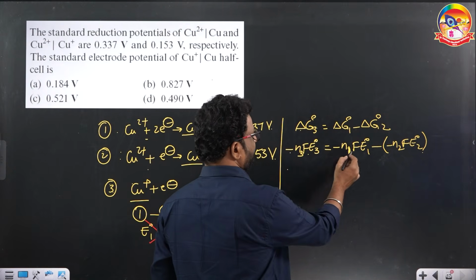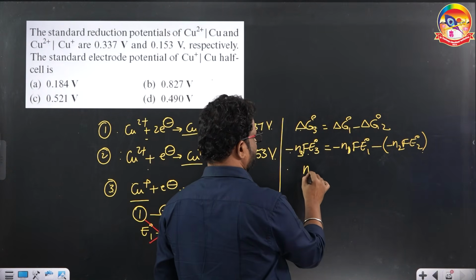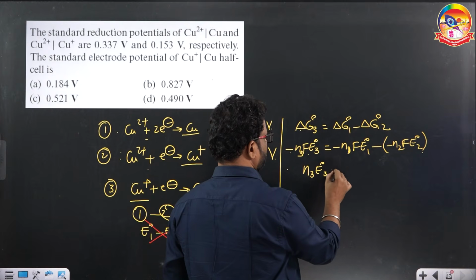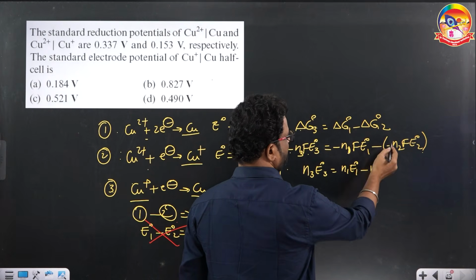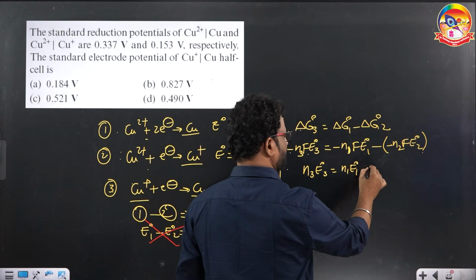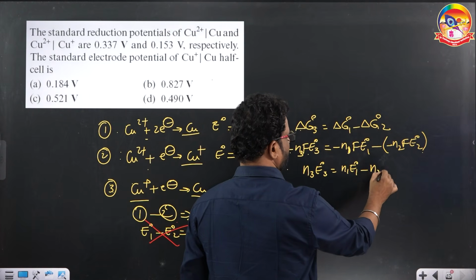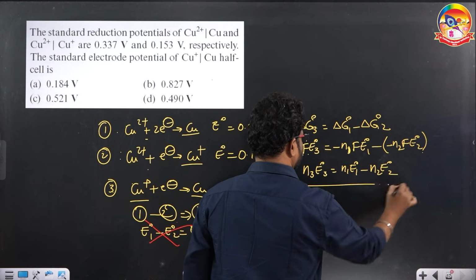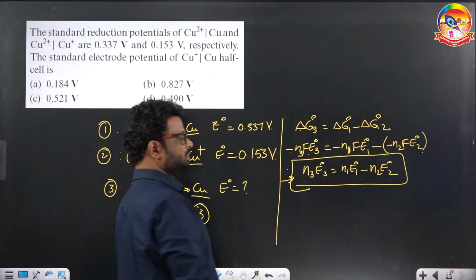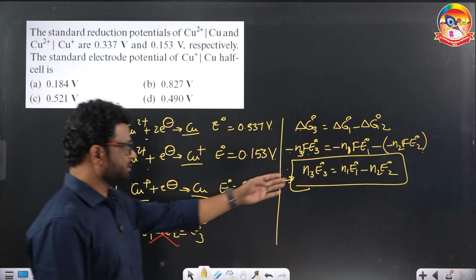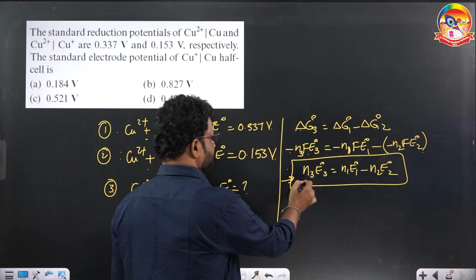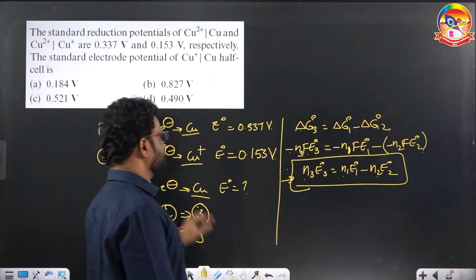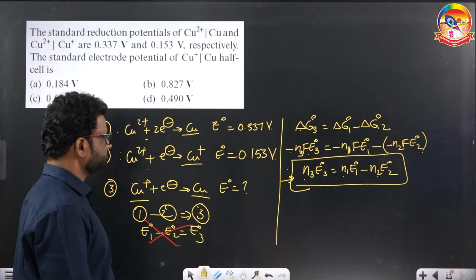Here I can cancel minus F. If it is cancelled, I will get n3 E03 is equal to n1 E01, and here minus nF is cancelled, so I will get again n2 E02. Okay, so this is the expression. If you subtract two equations to get the third equation, use this directly. These n1, n2, n3 are the number of electrons involved in each of these steps.